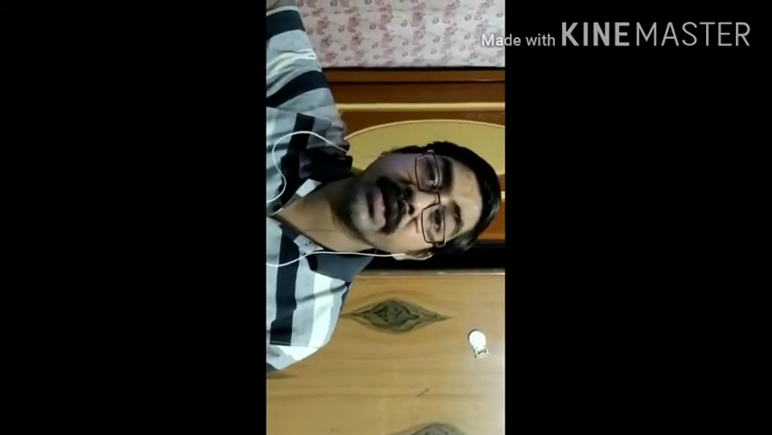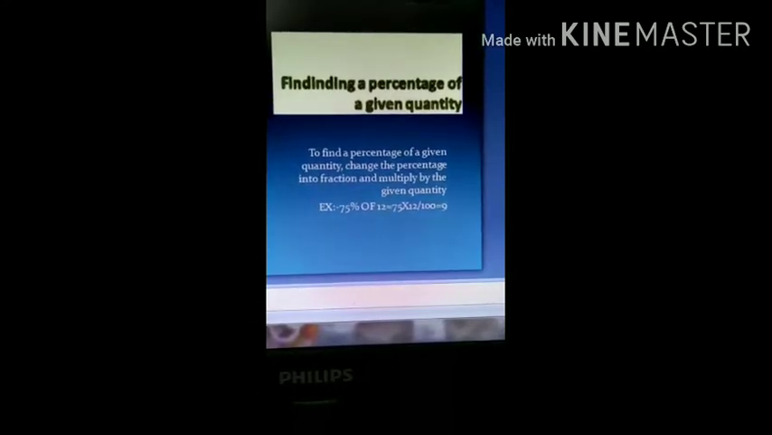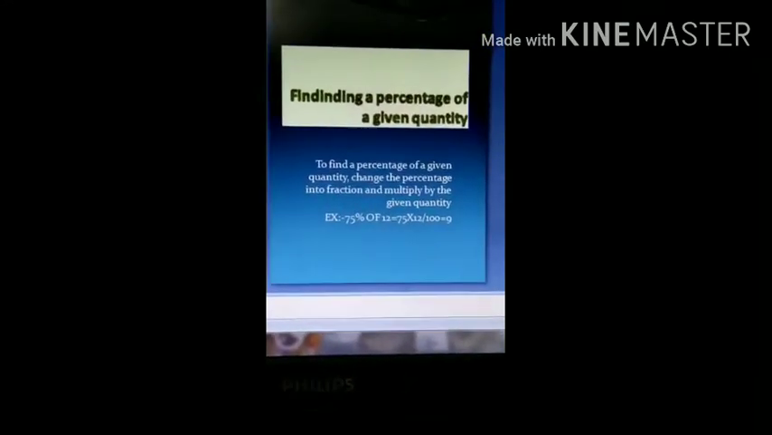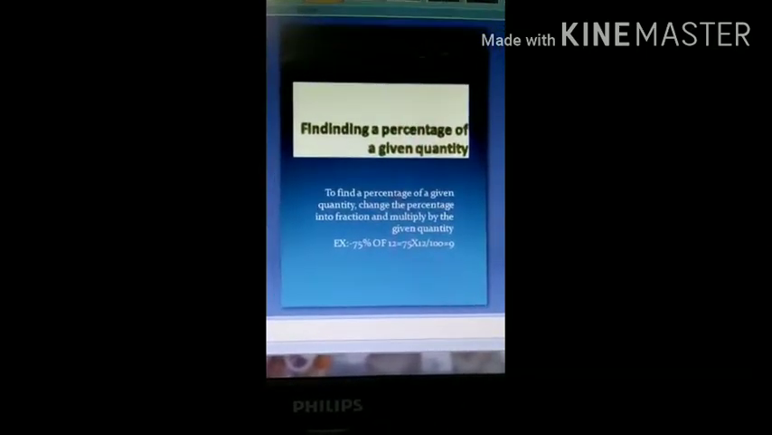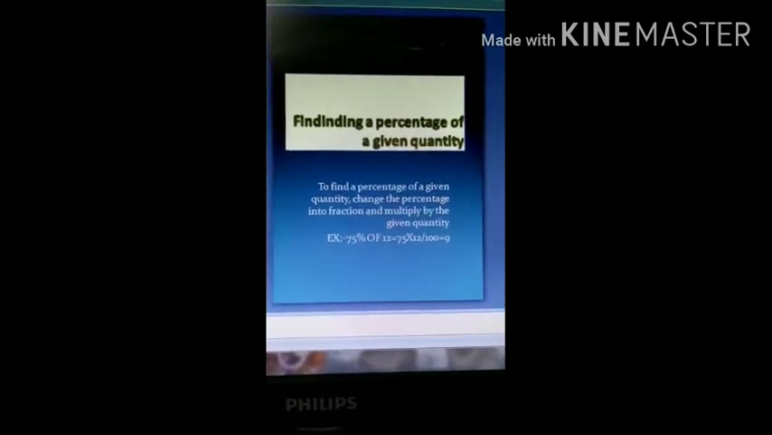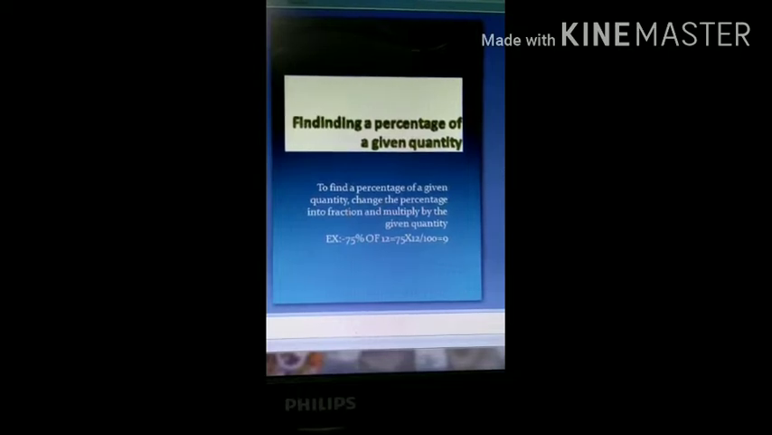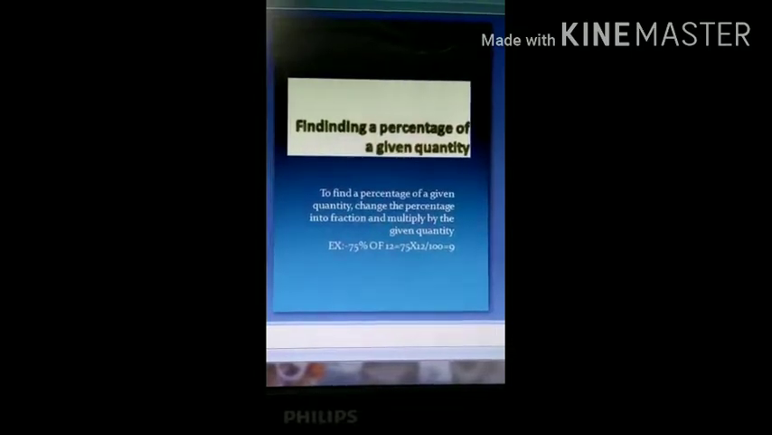Hello boys and girls. Now we are going to find a percentage of a given quantity. To find a percentage of a given quantity, at first change the percentage into a fraction, which you already know how to do, and then multiply by the given quantity.